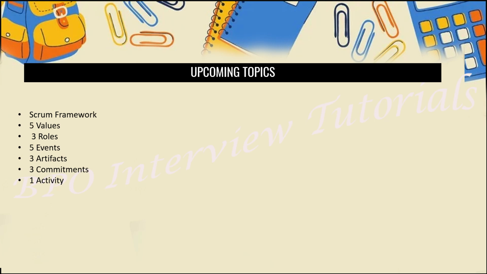So what are our upcoming topics? Important, guys: Scrum framework, 5 values, 3 roles, 5 events, 3 artifacts, 3 communities, 1 activity. These are the upcoming topics, guys.